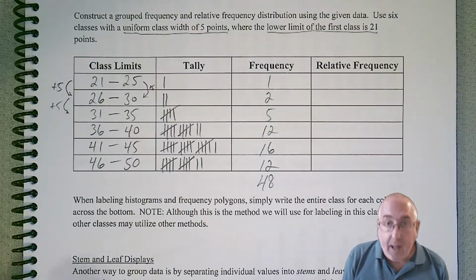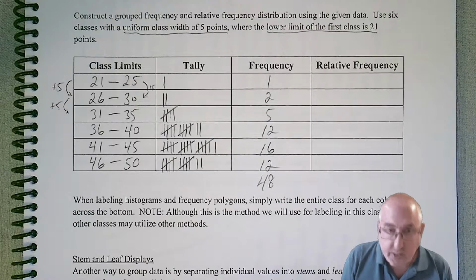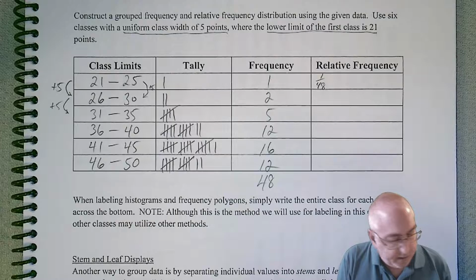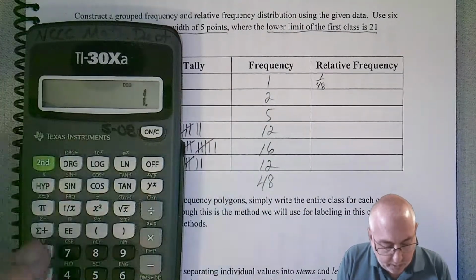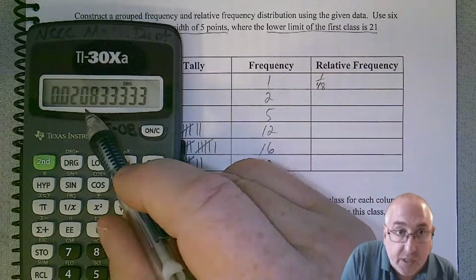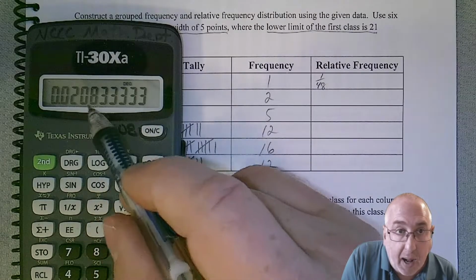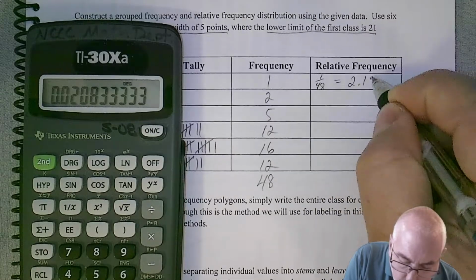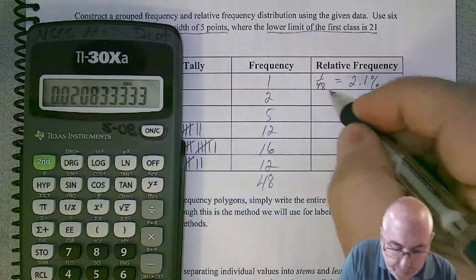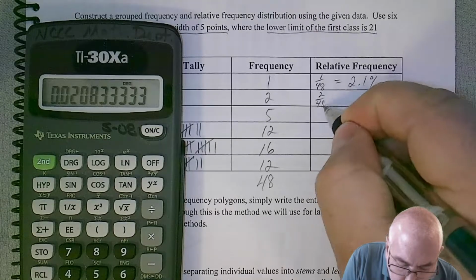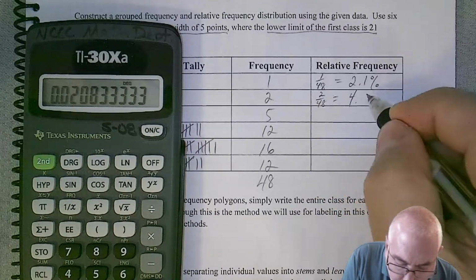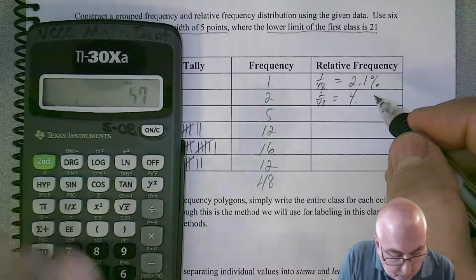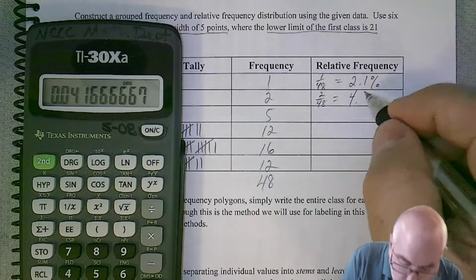All right, now we can do our relative frequencies. Remember how to do that. So 1 over 48, and let's get our calculator here so we can just do it quickly. I'm just going to cut to the chase and move my decimal point over 2 spots. So that looks like it would be 2.1, 2.1%. So 2 out of 48 would probably be 4.2%, and I hate to get things wrong, but I was right, 4.2.